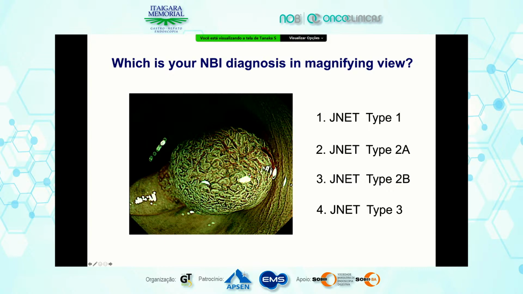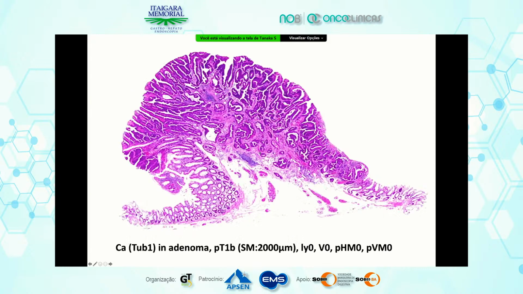Please see this slide again. Vessel pattern and surface pattern are not regular, completely different from the one I showed previously. This is JNET type 2B. So we conducted EMR. This is SM deep carcinoma.